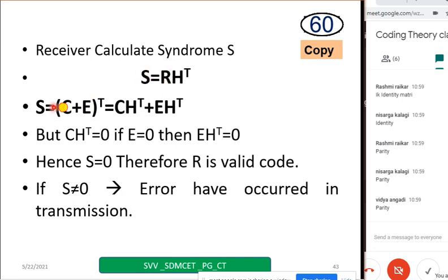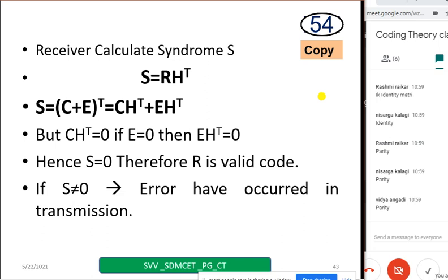The same thing is mentioned here. R is nothing but C plus E. This is nothing but C H transpose plus E H transpose. But C H transpose equals 0, all of us have discussed just now. If E is also 0, then E H transpose is also 0. Hence S will become 0. Therefore, I can say R is a valid code word. If S is not equal to 0, then I can say E is there, meaning error has occurred in the transmission. This is about the decoding procedure.